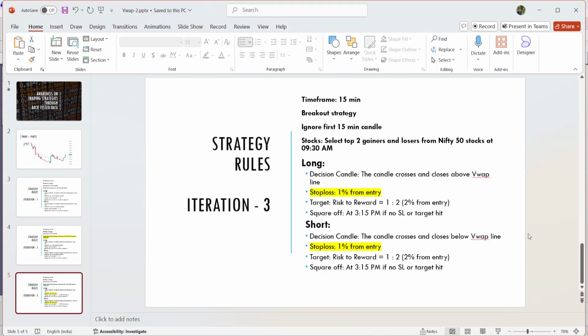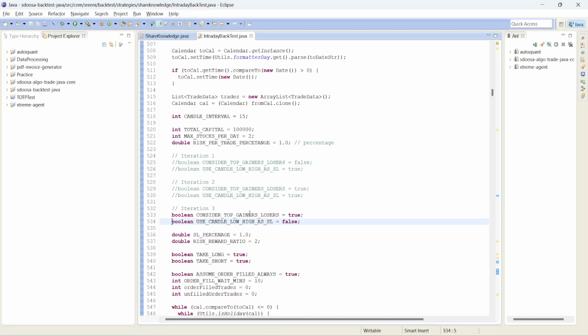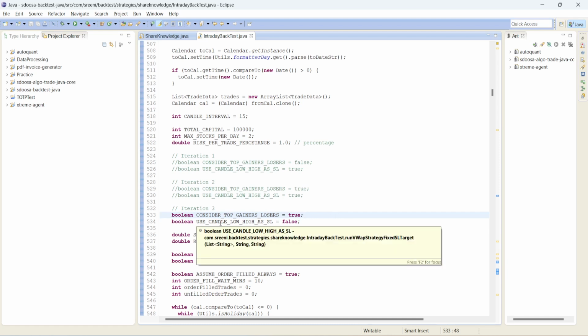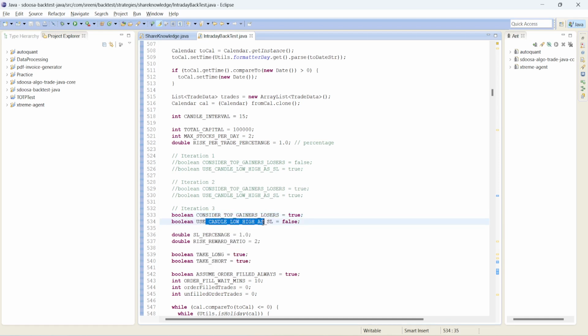Let's run the backtest for third iteration. So in third iteration, the only change from second is stop loss. We are having a fixed percentage of 1% instead of candle low or high. So here consider top gainers losers true. We are going to select only top 2 gainers and top 2 losers from Nifty 50 stocks. And we are not going to use the stop loss candle high or low. Instead we are using SL percentage 1% here. And risk to reward is 1%. Let's run the backtest now.